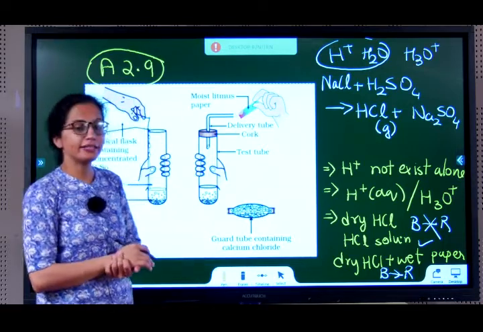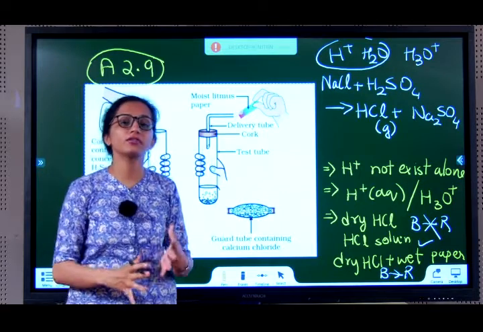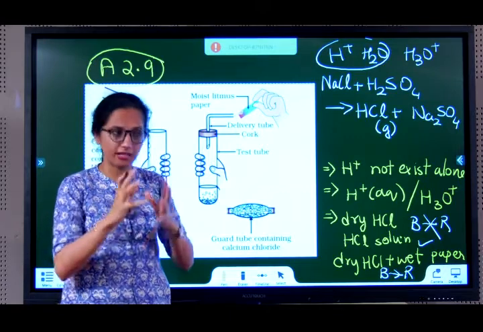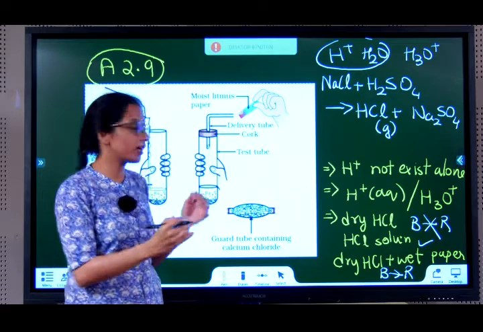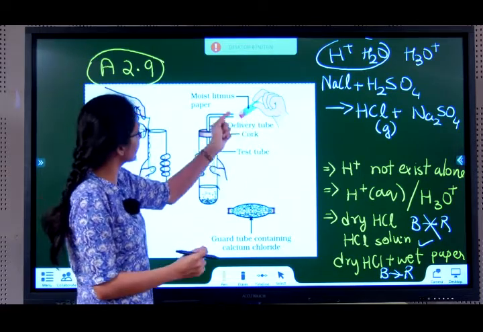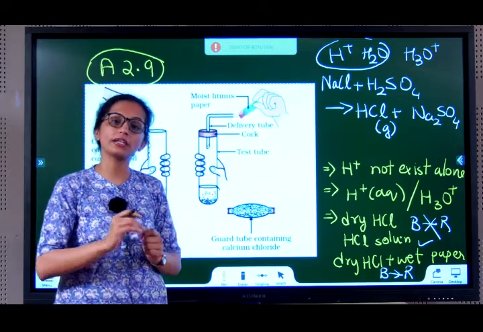In this experiment in the textbook, you will see there's a guard tube containing calcium chloride. Why do they do this? If the environment around you is moist, that means there is water content in the air. How do we avoid this? Because then you cannot test for dry HCl, because the dry HCl will combine with the moisture in the air and turn the blue litmus red. You will not get the correct result.